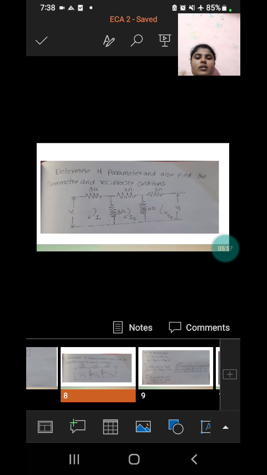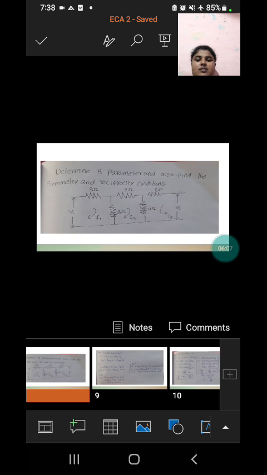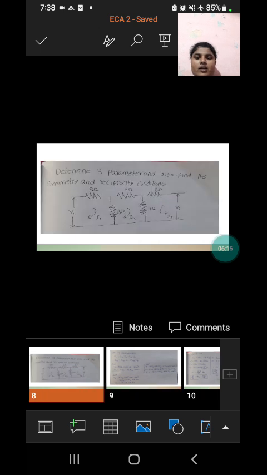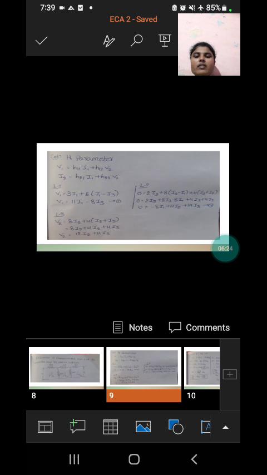And loop 1 and loop 3 are considered as i1 and i2. These are different directions, and the loops are also different. Loop 1: v1 equals 3i1 plus 8(i1 minus i3). Why? Here the 8 is between loop 1 and loop 2, and the directions are the same, that's why it is considered as minus. v1 equals 11i1 minus 8i3.